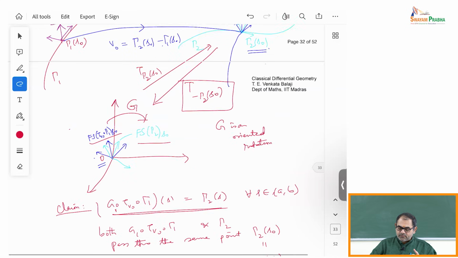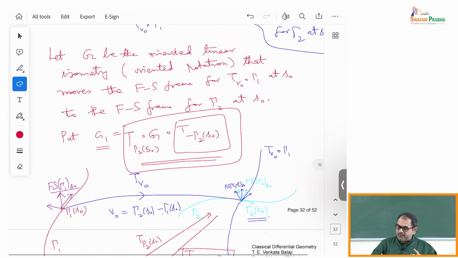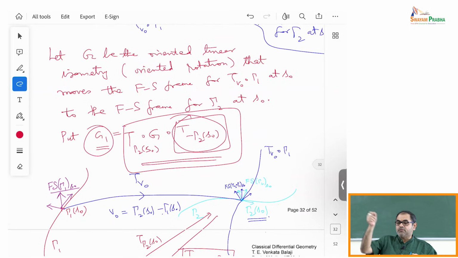Okay, because you look at this expression: if you apply G1 to gamma 2 S0, the first translation minus gamma 2 S0 will take gamma 2 S0 to 0, G will fix 0, and T gamma 2 S0 will move the origin back to gamma 2 S0. So you see this G1 fixes gamma 2 of S0. Okay, that is the relative rotation at gamma 2 S0 induced by G at the origin.